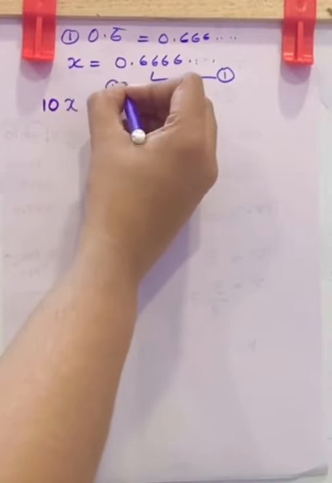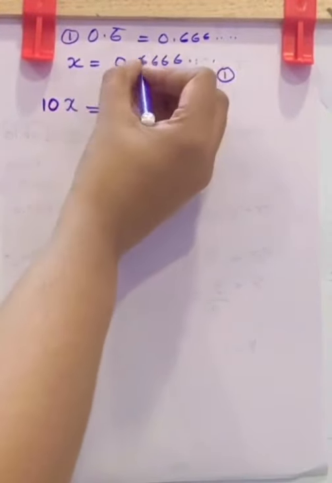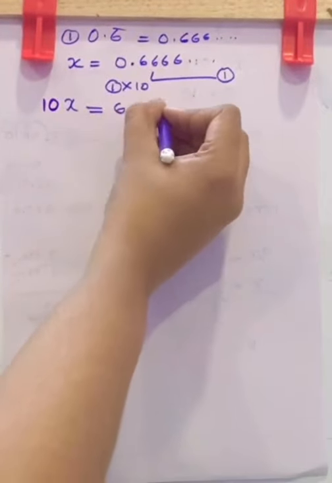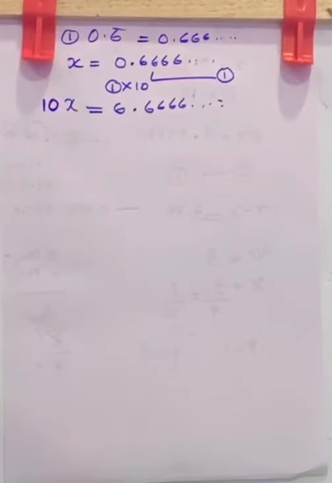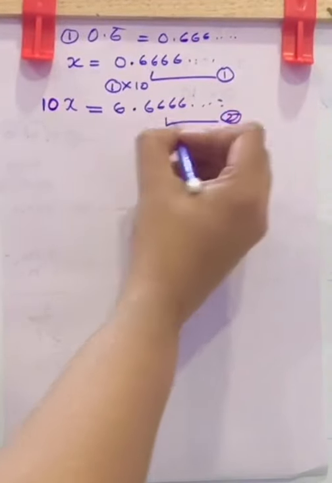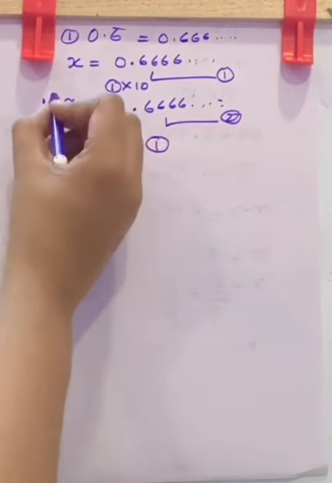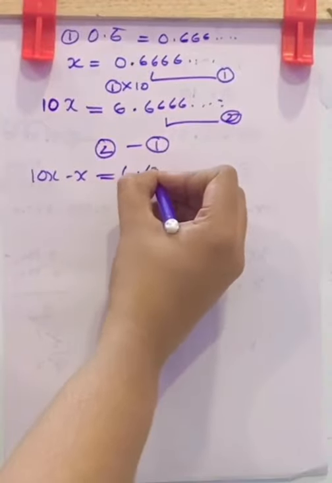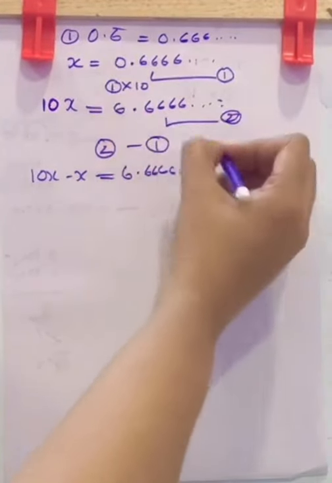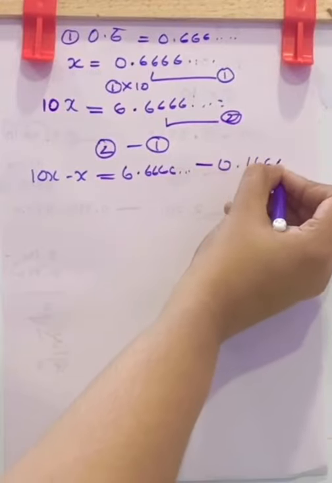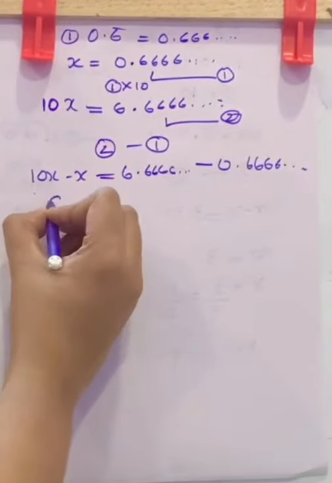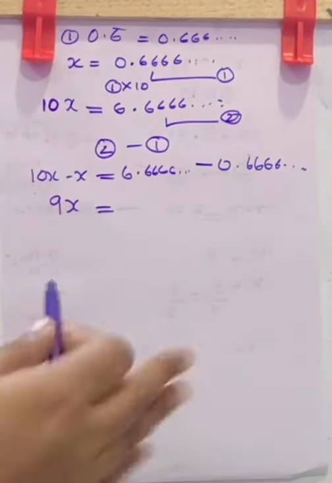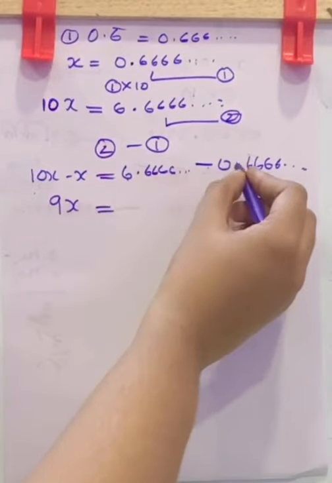10x, equation 1 into 10. 10x is equal to this 6. Here the decimal jumps to the side. This becomes 6.6666 etc. Now this is equation 2. Equation 2 minus equation 1, that is 10x minus x is equal to 6.6666 etc. minus 0.666 etc. 10x minus x is 9x, which is equal to, this decimal part is the same, so it will be cancelled. The rest is 6 minus 0, that is 6.